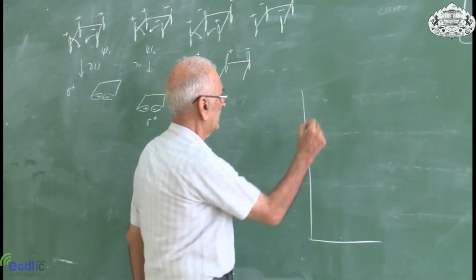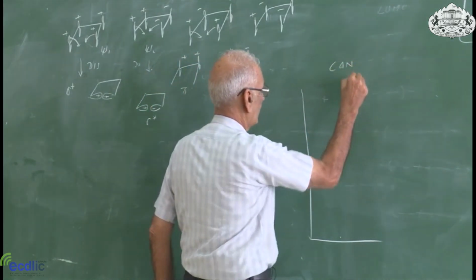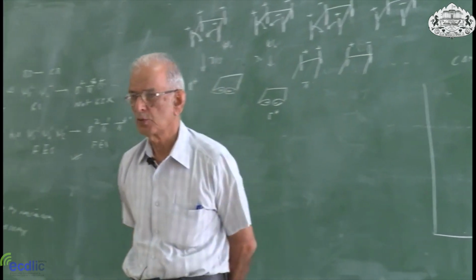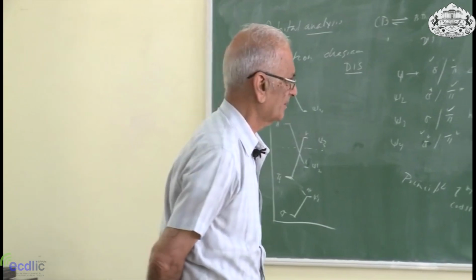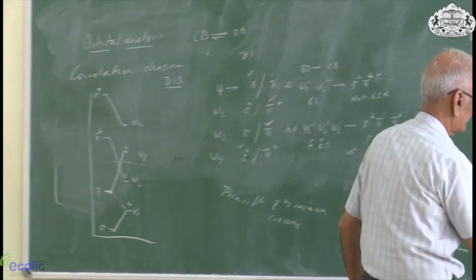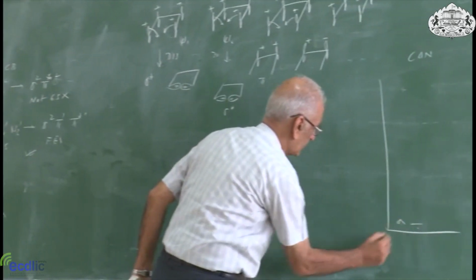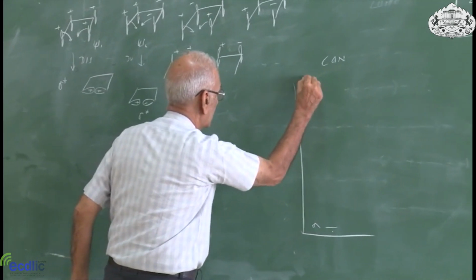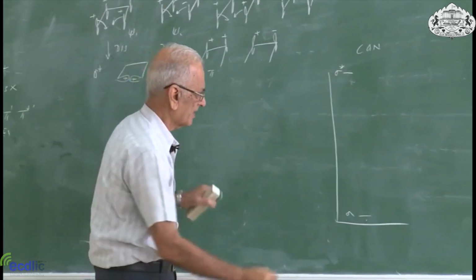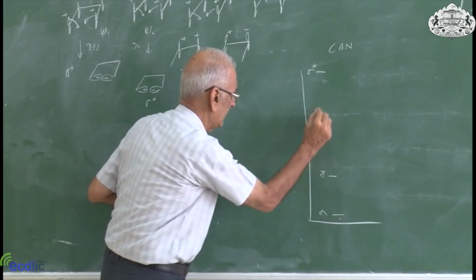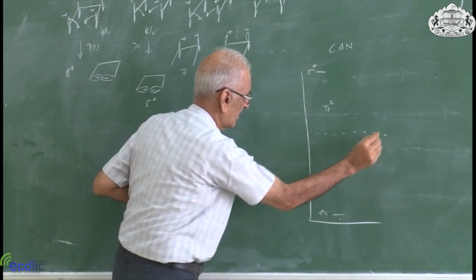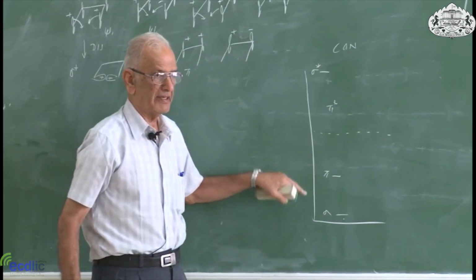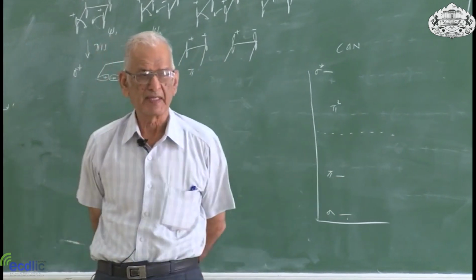On this side, we are making the correlation diagram for the conrotatory process. Lowest orbital sigma, highest orbital sigma star, pi, pi star. These will be your 2 bonding, those will be your 2 anti-bonding.